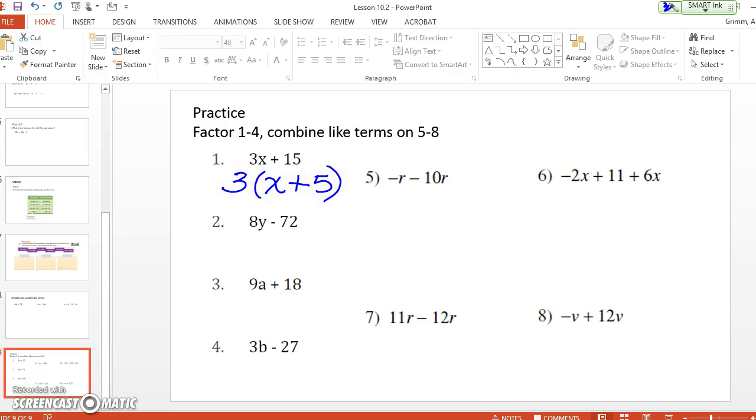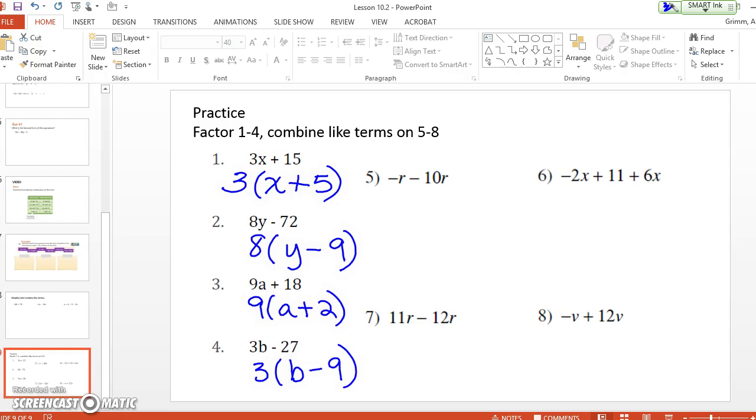All right, what's the greatest common factor on number 2? Listen. 8. So this would be 8, and this would be y minus 9, because 8 times 9 is 72. Okay, number 3, what's the greatest common factor on number 3? Samantha? 9. So I pull out a 9, and then what's left is a plus 2. What is the greatest common factor on number 4, Dylan? 3. 3, so I pull out a 3, and this is b minus 9. Any questions on factoring? All right, moving on then, combining like terms.